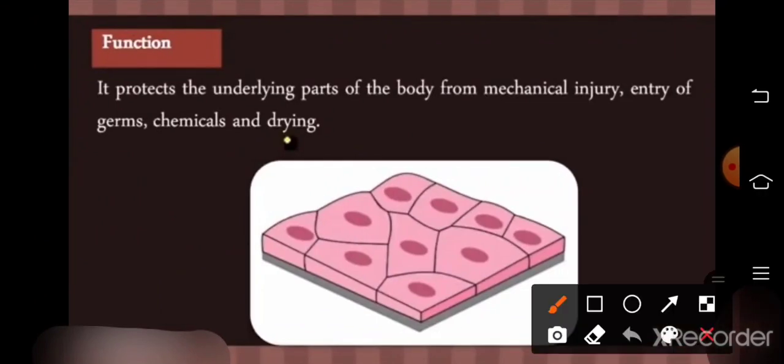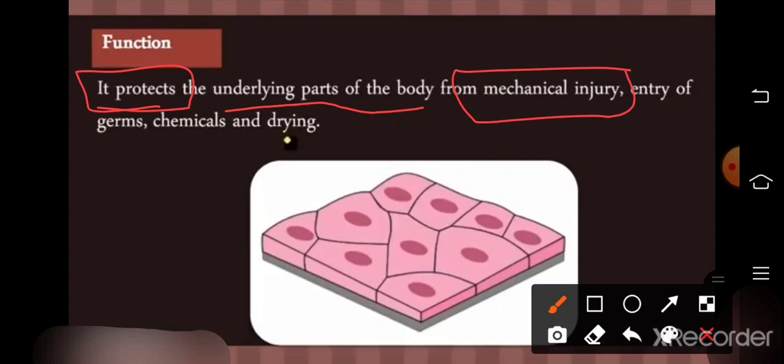Function: protecting the body or underlying parts of the body from mechanical injury, entry of germs, chemicals and drying.